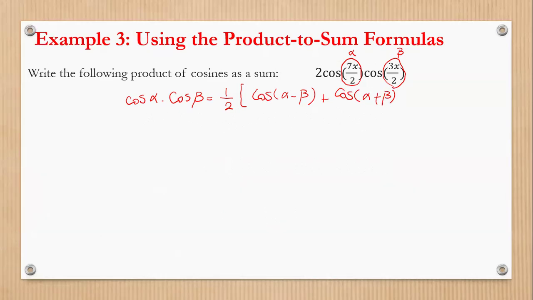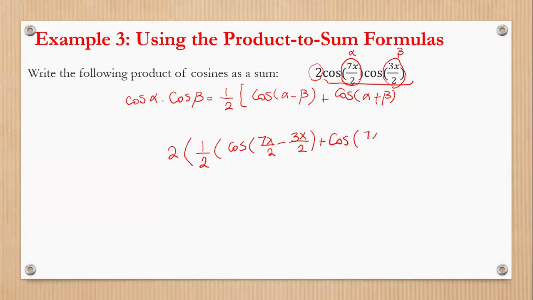So we replace this formula for this part only. We have a 2 outside as well. We need to keep that 2. So we keep the 2 first, and we replace this whole formula for that part of the cosines. So 1/2 cosine of alpha minus beta plus cosine of alpha plus beta.